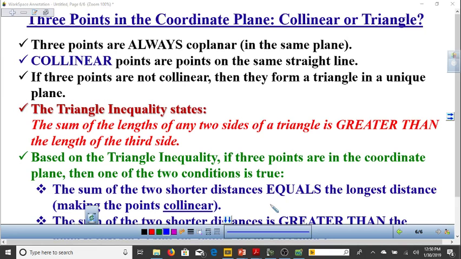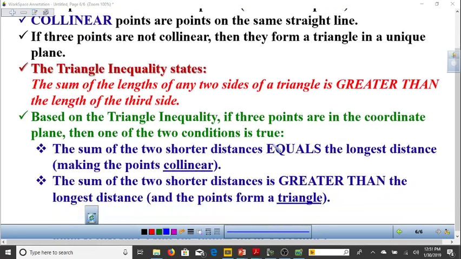The triangle inequality says that the sum of the lengths of two sides of a triangle is always greater than the third side. So if you have three lengths, say 3, 5, and 9, that would not be a triangle because 3 plus 5 is smaller than 9. And for a triangle, the sum of any two of those three lengths must be greater than the third one. Strictly greater, not greater than or equal to, just greater.